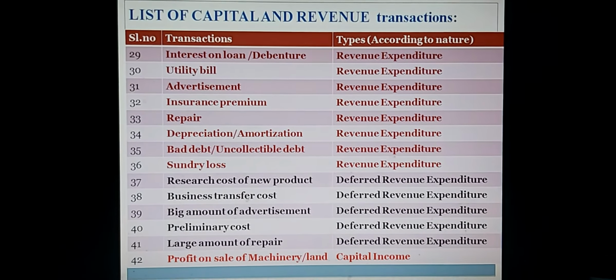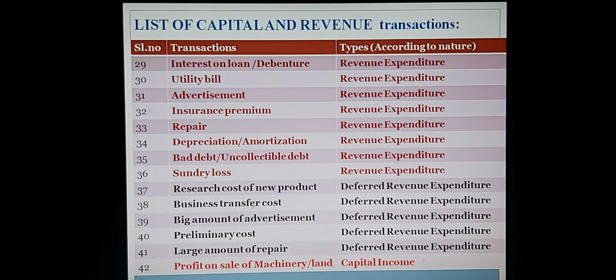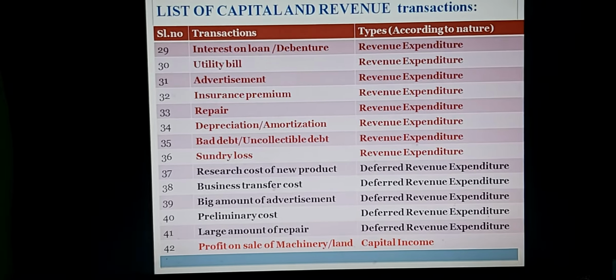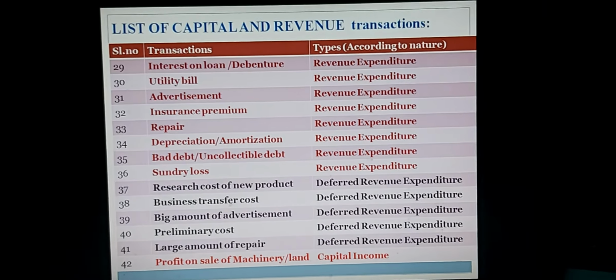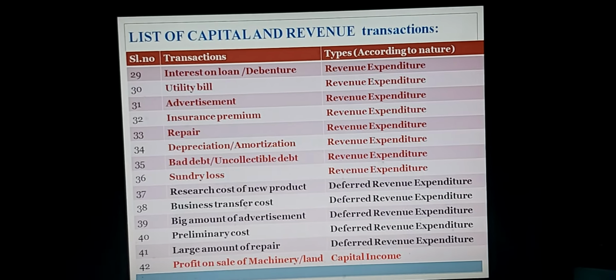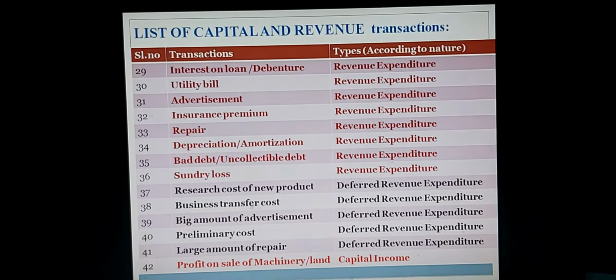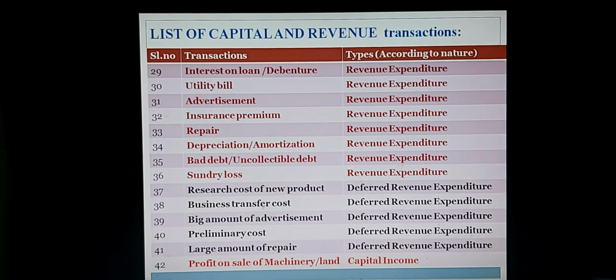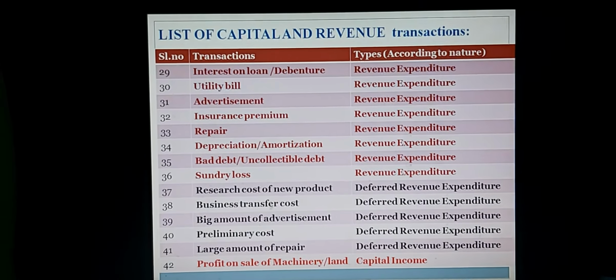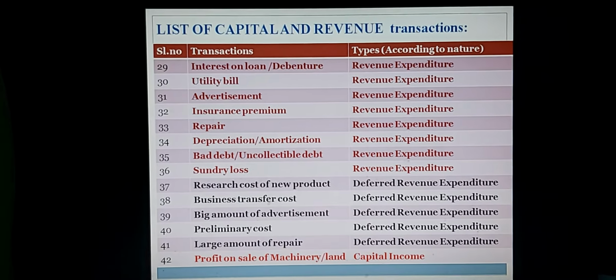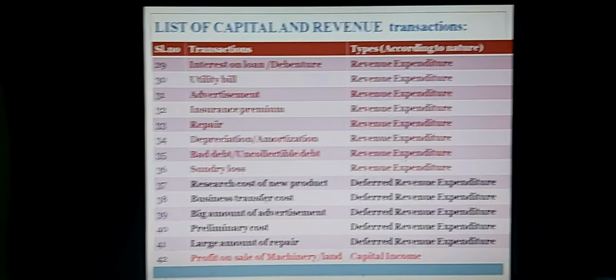It's a recurring item. Utility bill, that is gas, light, electricity related to the utility bill. These items are paid per month. So it's a regular item and recurring expenditure, related to a small amount of money. So it's one kind of revenue expenditure.